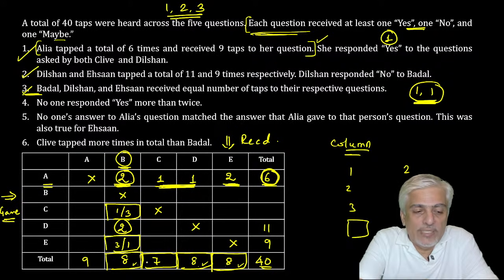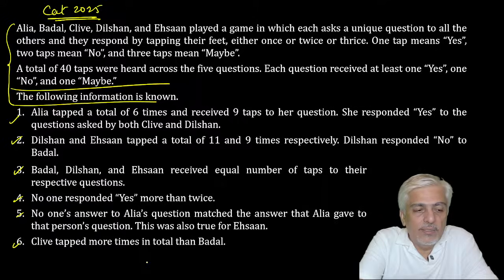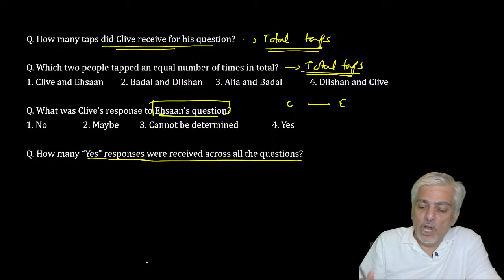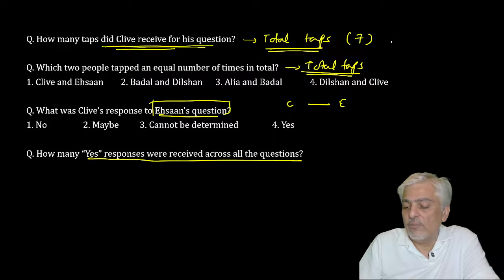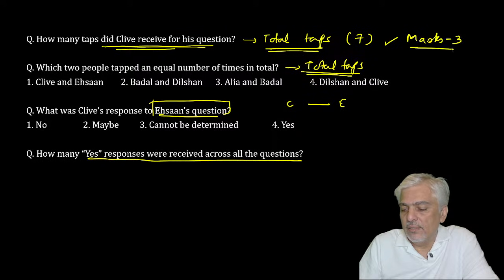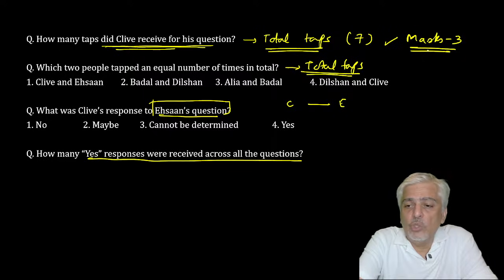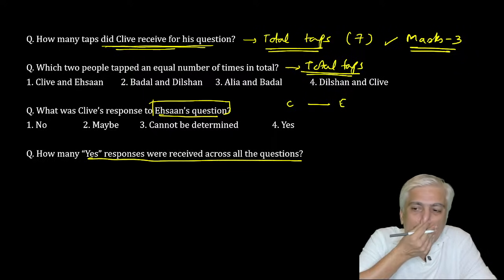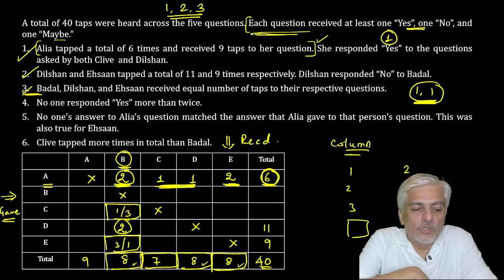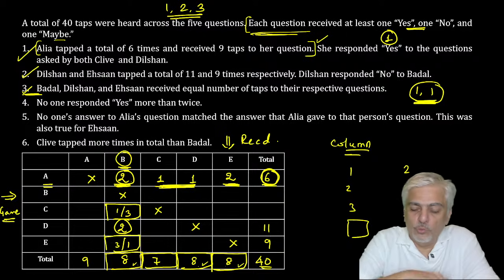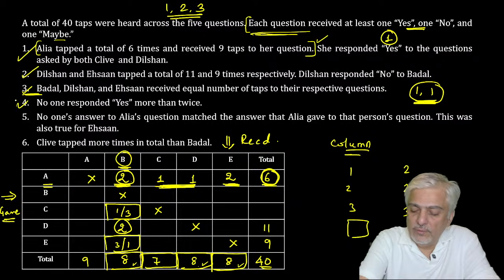Let's just go back and see the question. What was the question here? How many taps did Clive receive for his question? Answer is 7. One question got 3 marks done. Was it so difficult? Think a little bit. So we got Clive. So point number 3, 4 done.